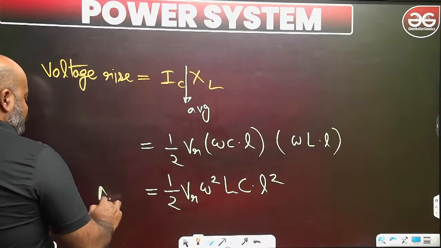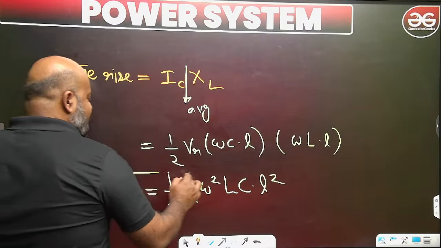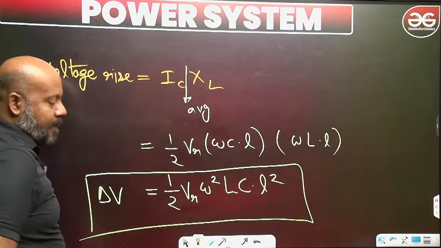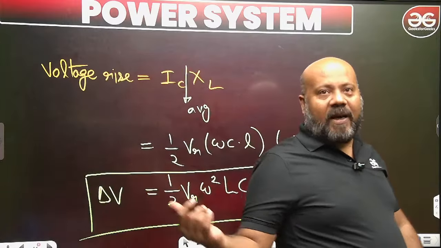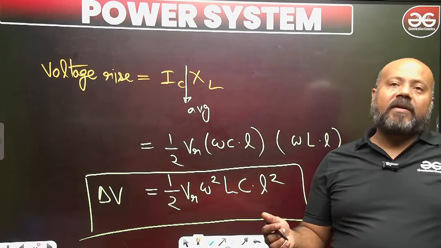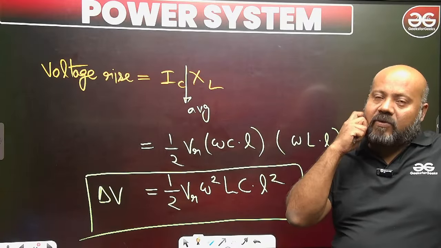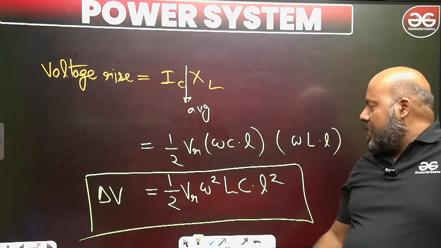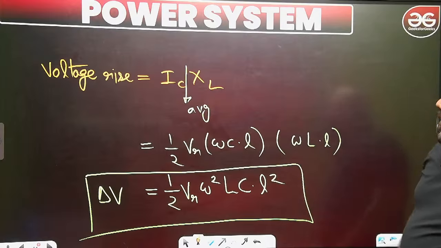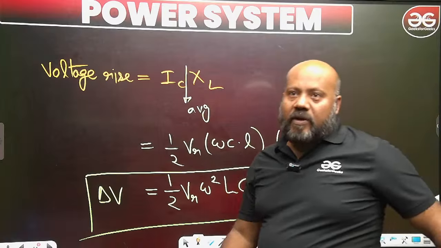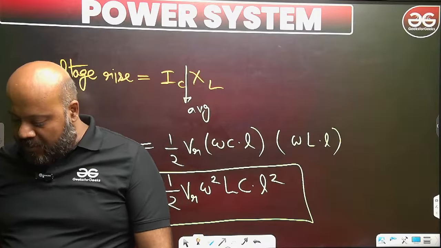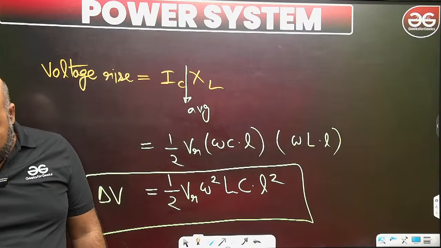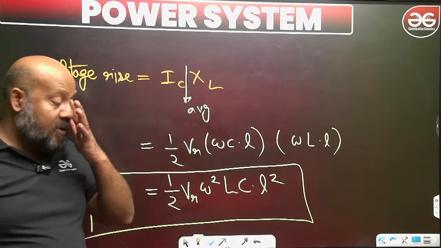They have actually asked a direct question on this formula. I think maybe in 2022 or 2021 in the GATE examination, they directly asked a question based on how much voltage rise you can expect. They gave the receiving end voltage, L, C and the length of the line. Just note it down. Everybody just tell me in the comment section, are you able to follow this?